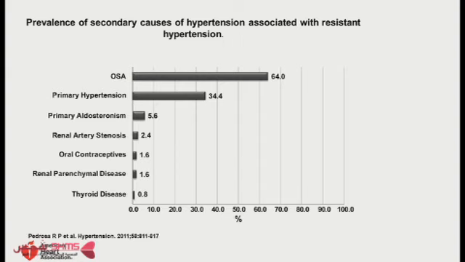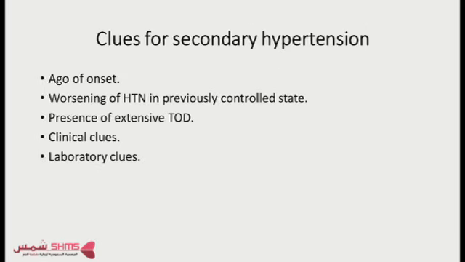If we come to secondary causes, we know they play a good part in resistant hypertension. These are the list of the causes. What are the clues for the causes? Age of onset, younger age, elderly, worsening of hypertension, presence of extensive target organ damage, clinical clues, and laboratory clues.